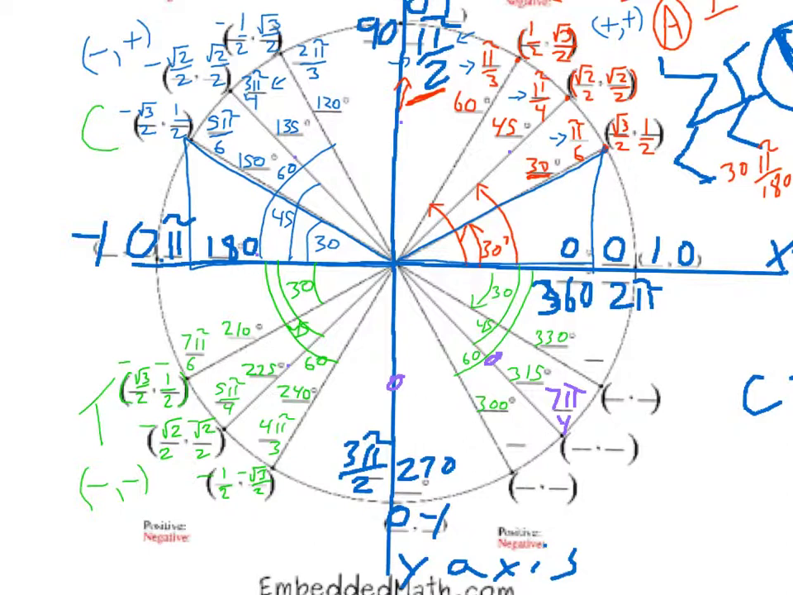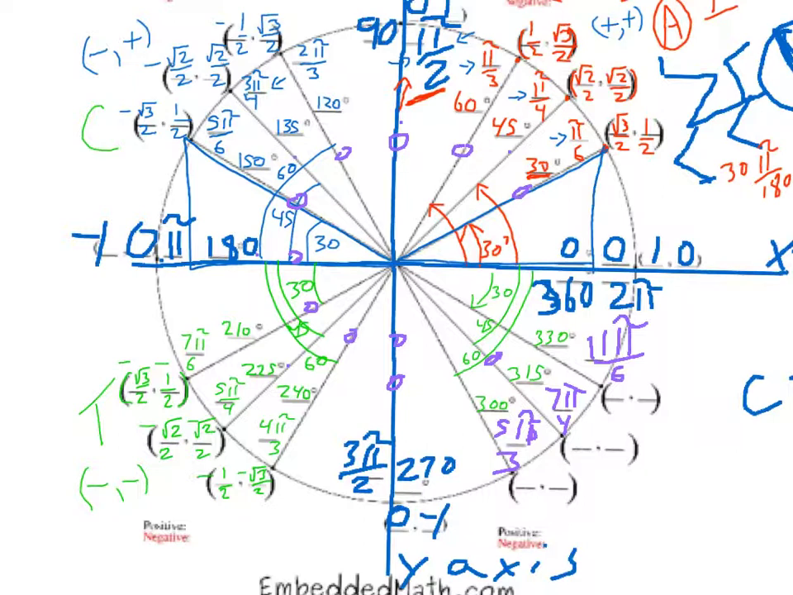Alright, and we look at the pi over 6, we have pi over 6, 2 pi over 6, 3 pi over 6, 4 pi over 6, 5 pi over 6, 6 pi over 6, 7 pi over 6, 8 pi over 6, 9 pi over 6, 10 pi over 6, or 5 pi over 3, and 11 pi over 6. Okay. Now their locations have to correspond.